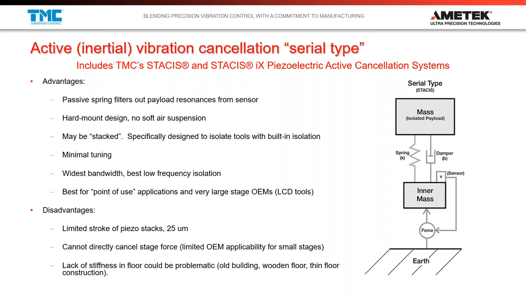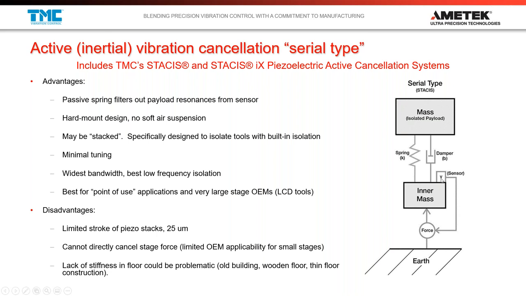at low frequencies. But what we can't achieve with a serial type cancellation system is payload cancellation. If you have aggressive payload motion and you're trying to achieve better and better settling times, it has no mechanism for either feedback or feed forward from the payload. Furthermore, it has no mechanism to act against it. If there's very aggressive payload motion, there's no active component here able to cancel it out in any way, because all of that payload motion is filtered out by this spring.